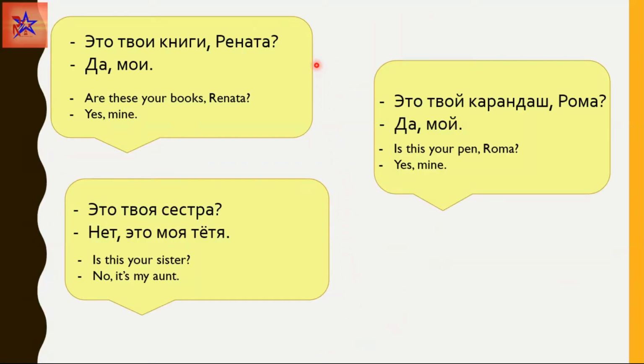So let's read the dialogues so you would understand how they are used. Это твои книги, Рената? Да, мои. So you see, they both can be used as my or mine, your or yours. Yeah, next dialogue. Это твой карандаш, Рома? Да, мой. Это твоя сестра? Нет, это моя тетя.